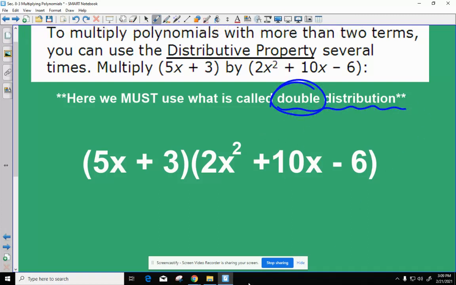The only reason that it's called double distribution is because over here we have two terms, meaning we're going to have to distribute twice. If we had three terms in this first one, then it wouldn't be called double distribution. We'd call it triple distribution. So it doesn't get any more difficult than what we're about to look at, though it may get a little bit longer. We'll walk through this one together. I have one more for you to try, and then we're done.